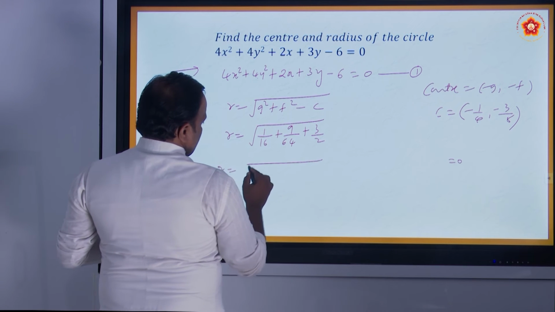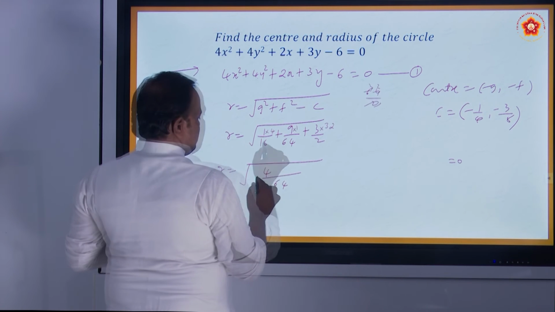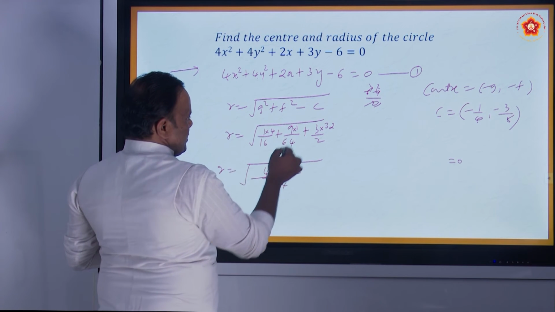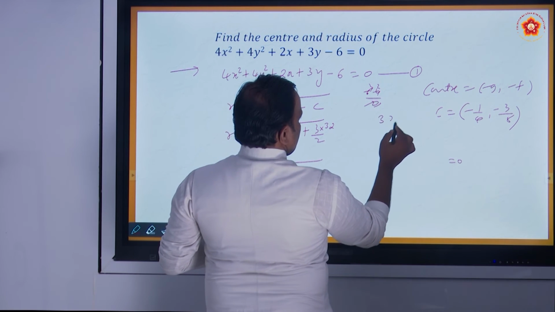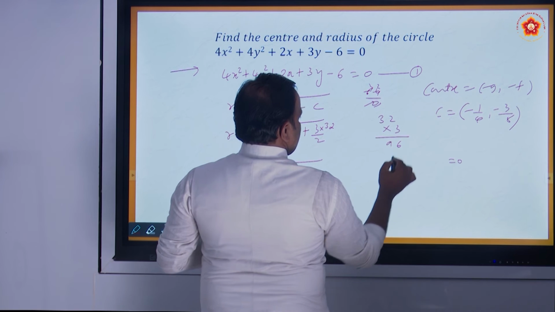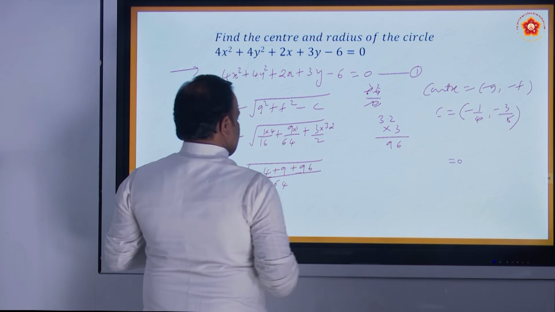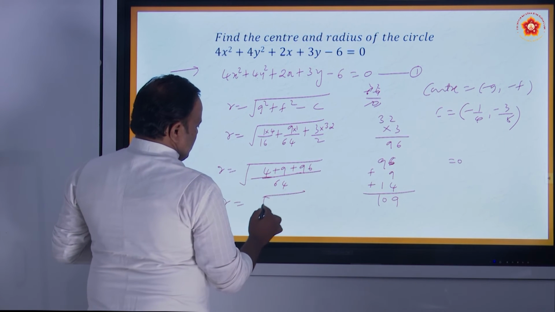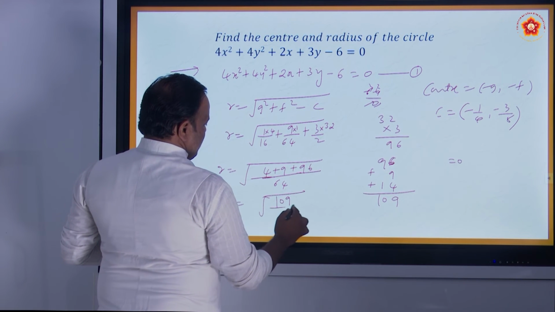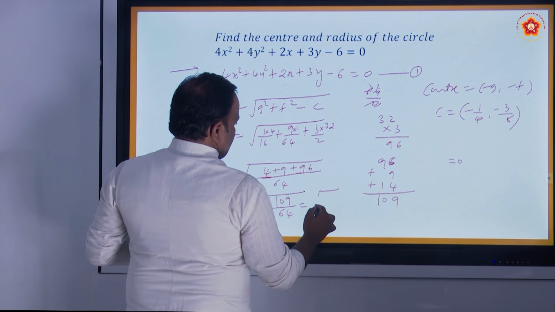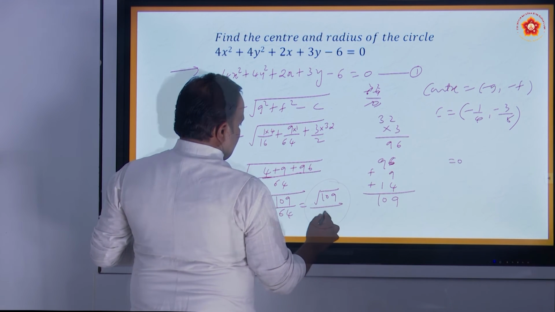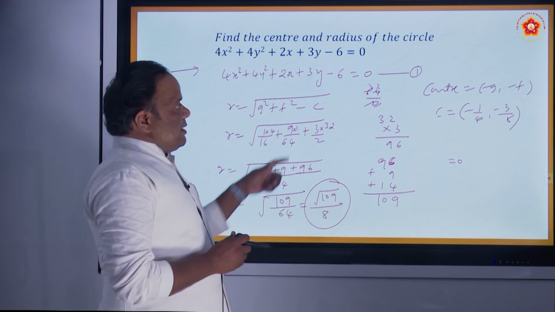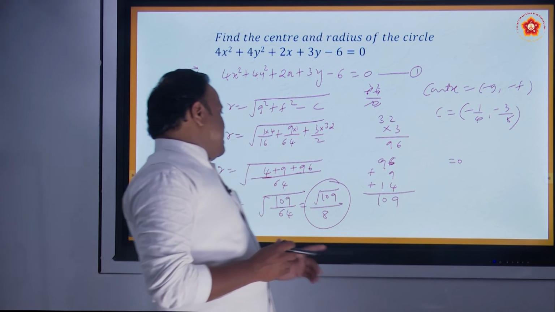What is the simplification here? r equal to, what is the LCM? 64. 4 plus 9 plus 96, since 32 into 3 is 96. Adding all three, the answer is r equal to root of 109 divided by 64, which is equal to root of 109 by 8. This is the radius of the circle, and the center is minus 1 by 4, minus 3 by 8.